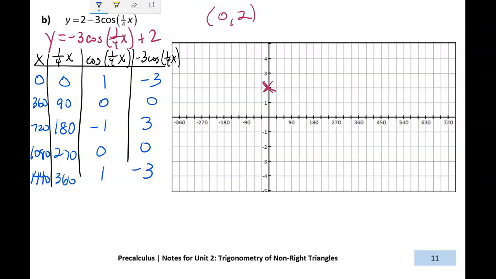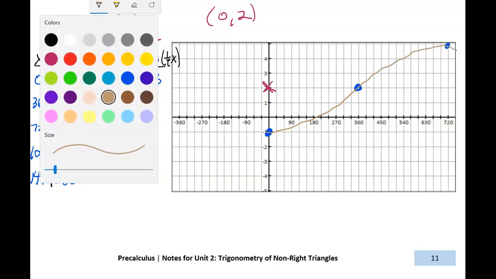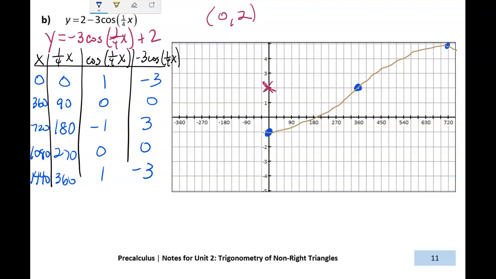0, -3. So that's 0 over, 3 down from the new origin. 360 over, 0 down from the new origin. 720, 3 up from the new origin. And it doesn't look like we're going to graph a whole cycle here. It looks like we only got half a cycle in there. Let's go backwards and see if we can get some more in. It looks like we're going by 360s here, right? So then the next point would be backwards in that direction for a cosine graph. Okay, so this one was very spread out.